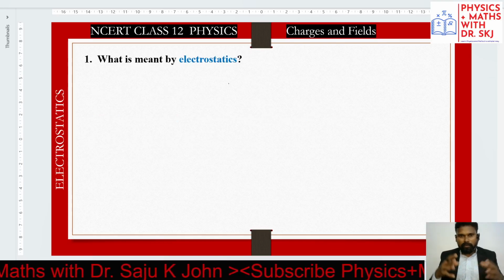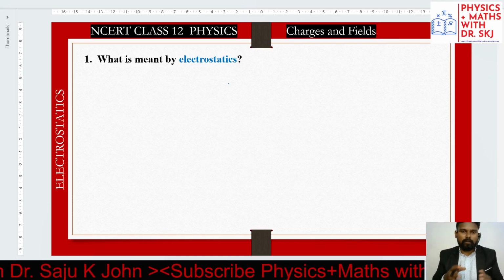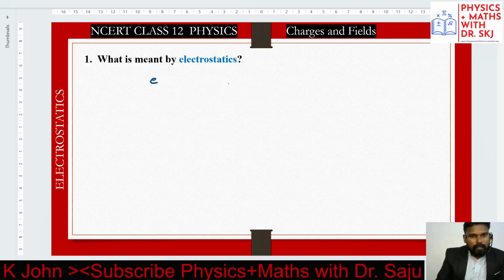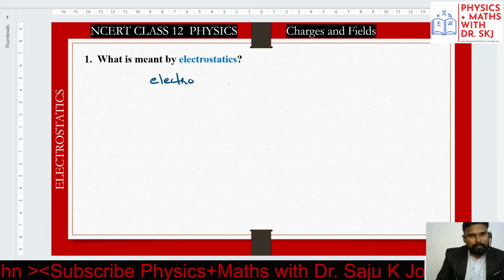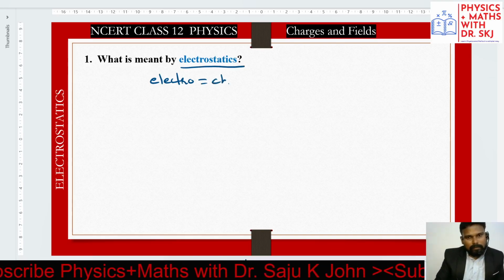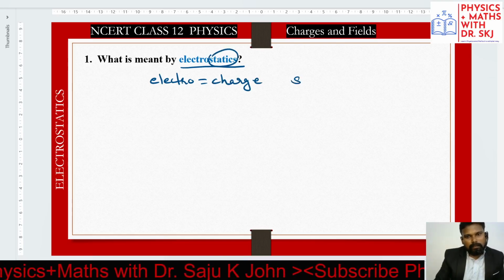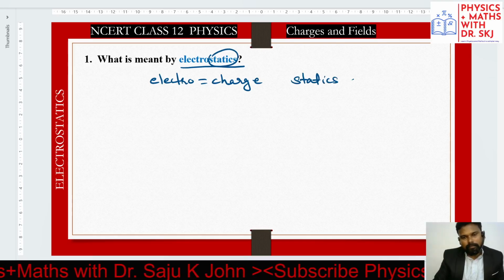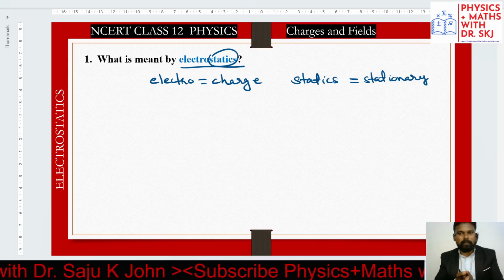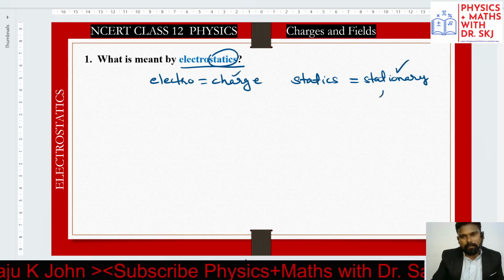So our first question is electrostatics. For simplicity, I am going in a question and answer pattern. So what is electrostatics? The word electro means charge. So I am splitting the word electrostatics into two. Electro means charge, and the word statics means stationary. So electrostatics means the study of stationary charges. Stationary means charges at rest.